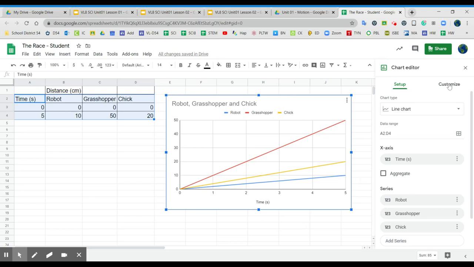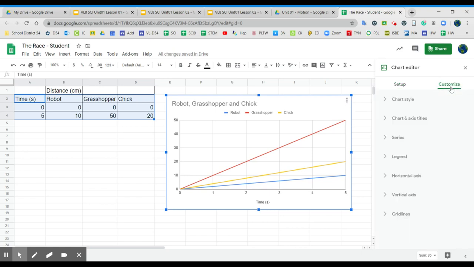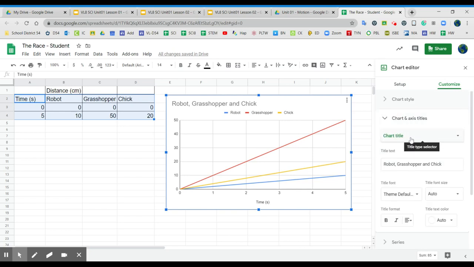You see on the side here, you have this up. If that doesn't show up, you can always click on the 3 dots here. So you go to Customize, and then you go to Chart, Axis, and Titles. And the first thing I want to change is also the chart title. So we're going to do that. Instead of saying robot, grasshopper, and chick, we're going to say distance versus time.